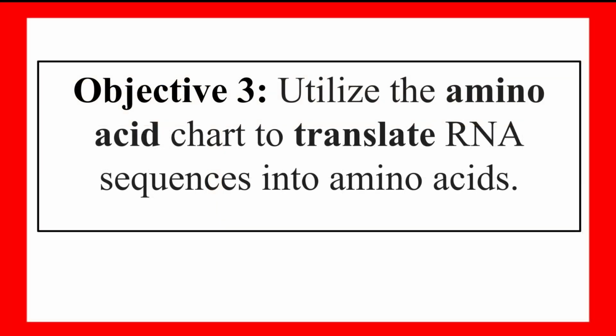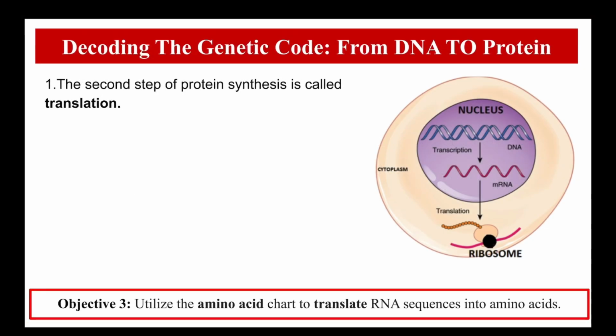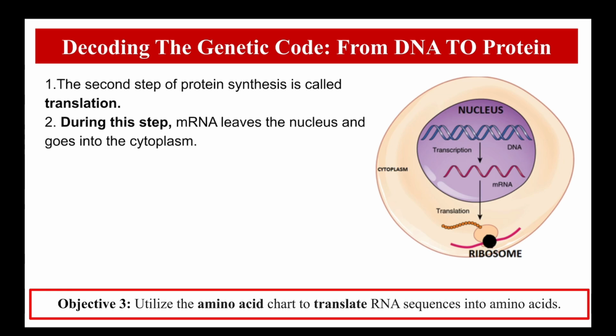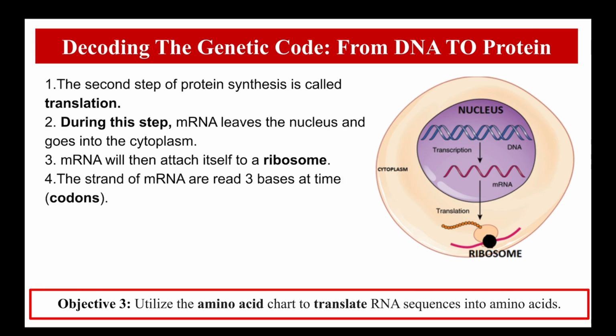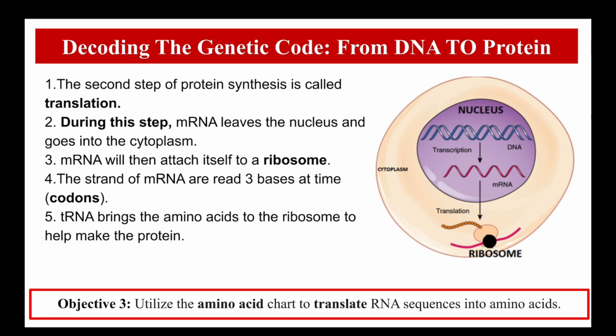Objective 3. Utilize the amino acid chart to translate RNA sequences into amino acids. The second step of protein synthesis is called translation. During this step, mRNA leaves the nucleus and goes into the cytoplasm. mRNA will then attach itself to a ribosome. The strand of mRNA is read 3 bases at a time. tRNA, or transfer RNA, brings the amino acids to the ribosome to help make the protein.